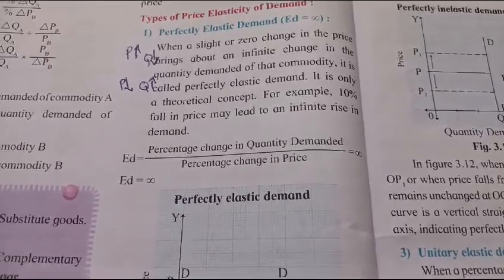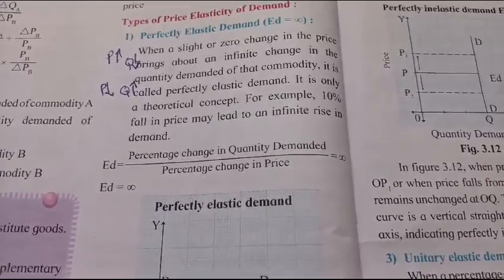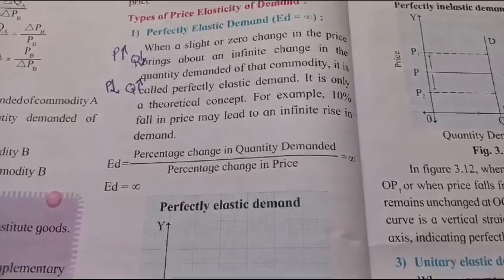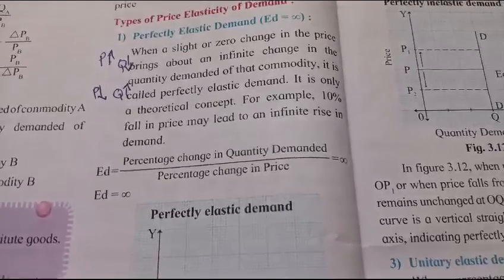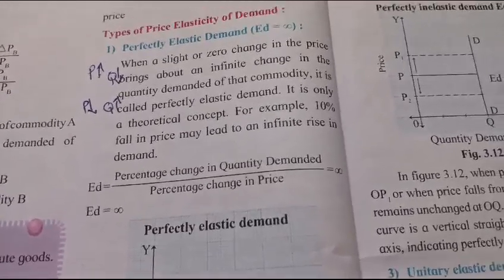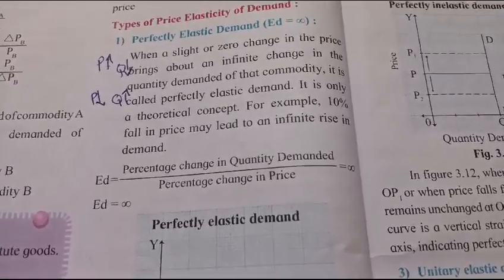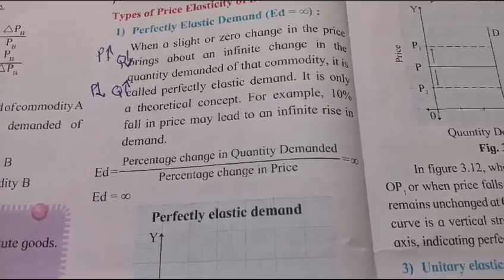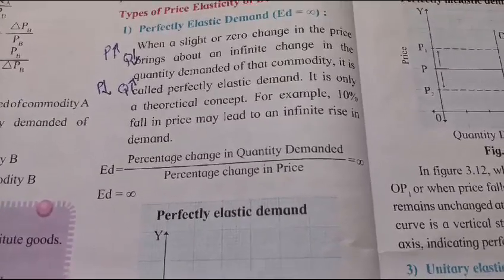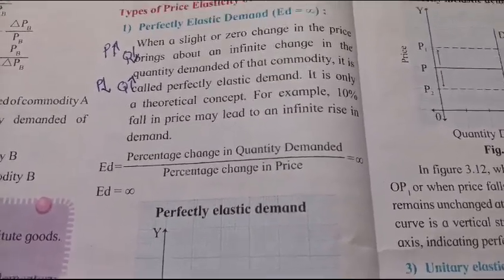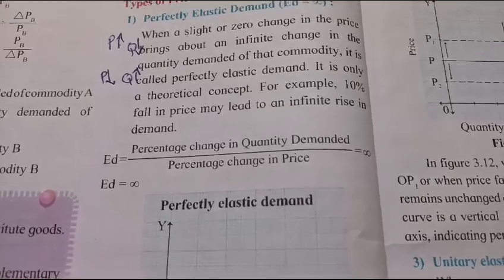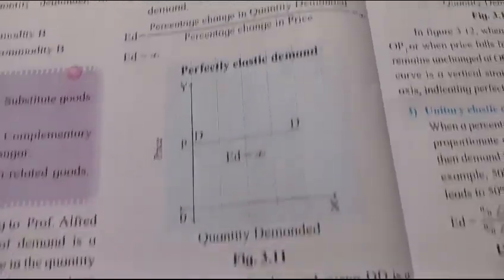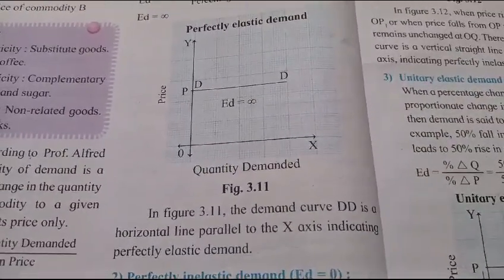First, perfectly elastic demand. ED is equal to infinity. When a slight or zero change in the price brings about an infinite change in the quantity demanded of that commodity, it is called perfectly elastic demand. It is only a theoretical concept. For example, 10% fall in price may lead to an infinite rise in demand. ED is equal to percentage change in quantity demanded by percentage change in price. ED is infinity. Figure 3.11.